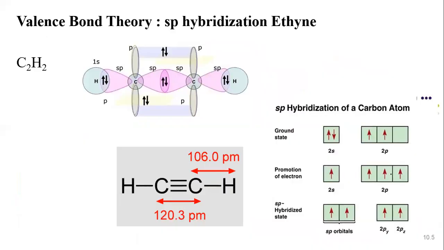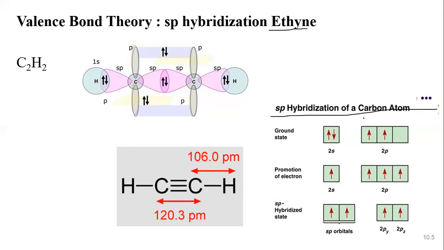And in sp hybridization, only two orbitals are involved. See the reduction: at first four orbitals were involved, later three, and now two. Here only one s and one p orbital are involved, and this leads to the formation of sp hybridization. Mostly we see this in ethyne compounds.